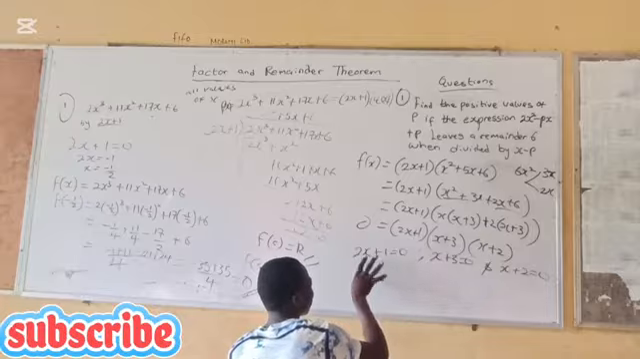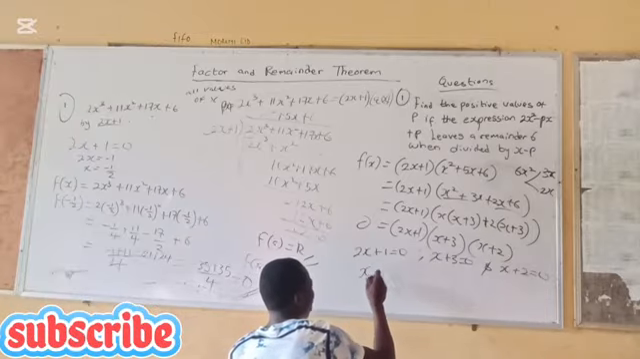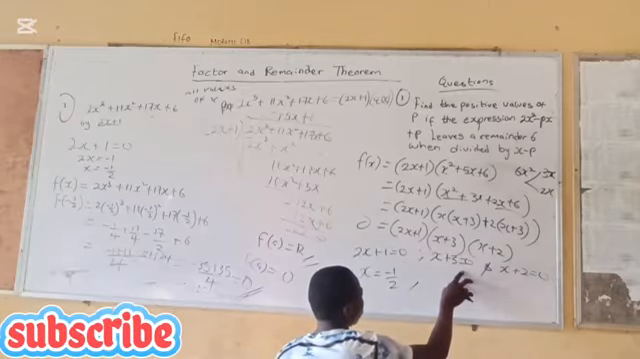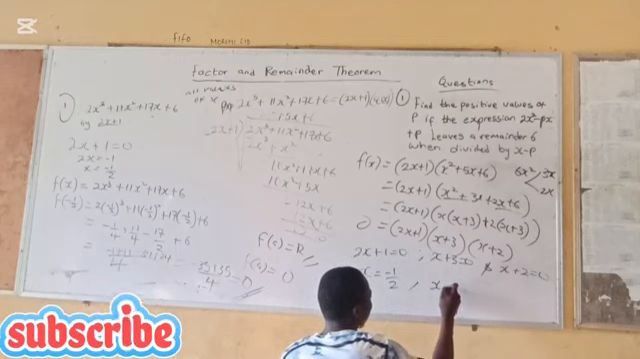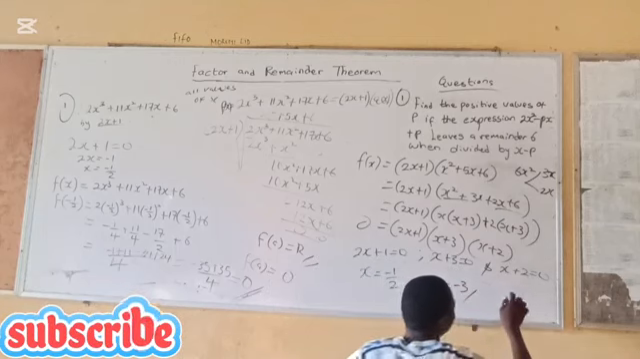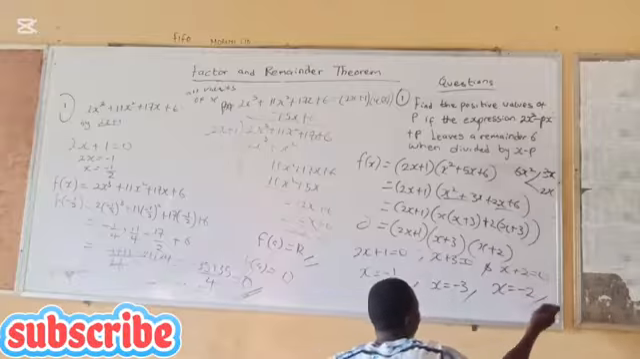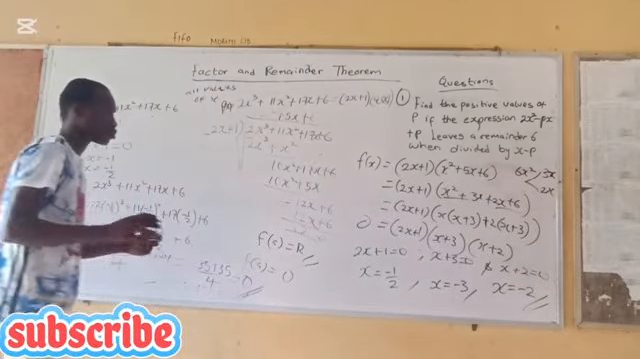When you collect like terms and divide both sides by 2 from this, you are going to have s equals minus 1 over 2. So this is our first value of s. The second value of s, when you collect like terms here, you have s equals minus 3. And the third value of s, when you collect like terms here, you have s equals minus 2. So you can see that we have gotten all three solutions for s.